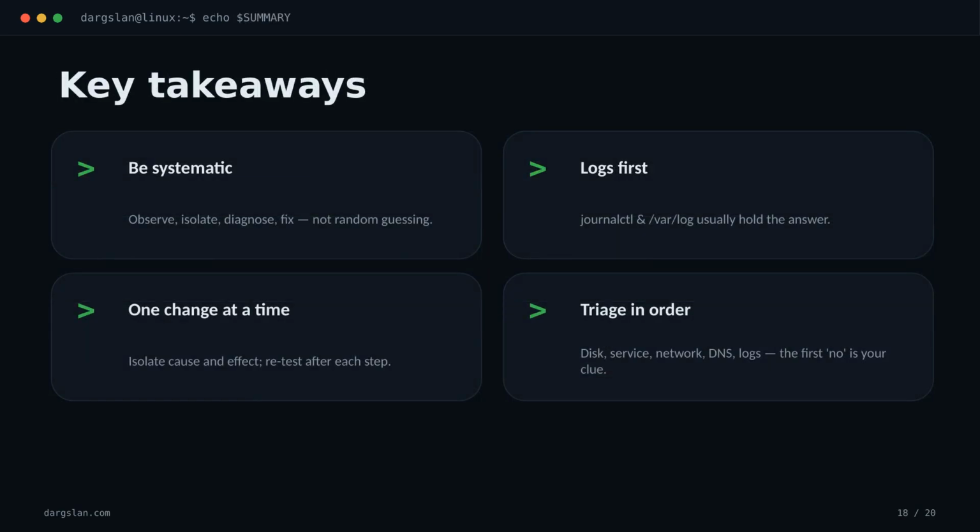So if you take nothing else away, take these 4. Be systematic. Observe, isolate, diagnose, fix, never random guessing. Go to the logs first. journalctl and /var/log almost always hold the answer. Change one thing at a time and retest so you actually know what fixed it. And triage in order as disk, service, network, DNS, logs. The first no you hit is your clue.